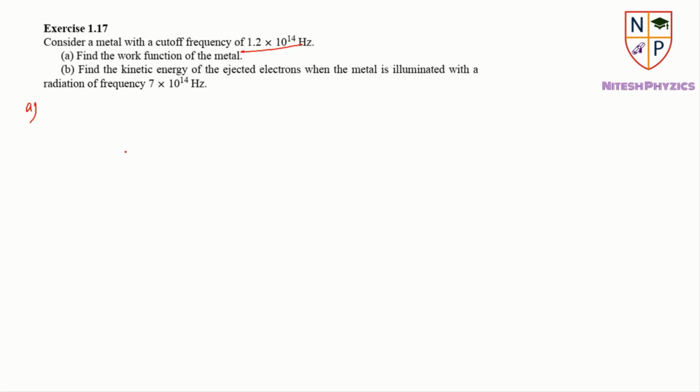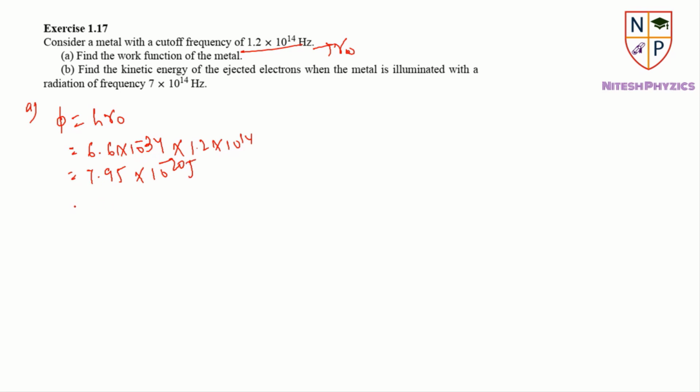Given cutoff frequency 1.2 into 10 power 14 hertz. So the work function phi will be h nu naught. This is nu naught. Okay. So calculate 6.6 into 10 to the power minus 34 joule second into 1.2 into 10 power 14 hertz. Okay, this will be 7.95 into 10 power minus 20 joule. Okay, now convert into electron volt. Just divide by 1.6 into 10 power minus 19. This will be around 0.5 electron volt.